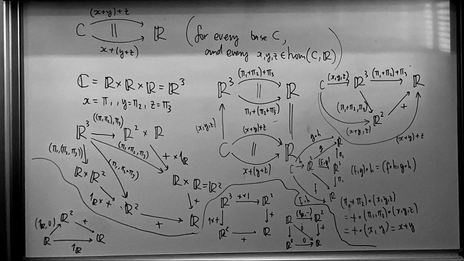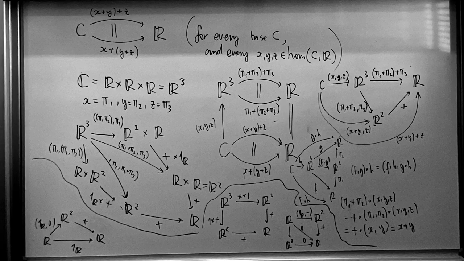So we've got R cubed here. We've got R. We've got pi 1 plus pi 2 plus pi 3. And we've got here pi 1 plus pi 2 plus pi 3. We're requiring they're equal. And now we're claiming that this will imply that they're equal for every C. Well, in the category of topological spaces, it's already clear that we capture what we wanted.